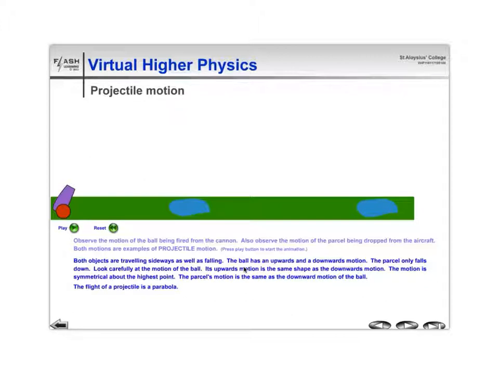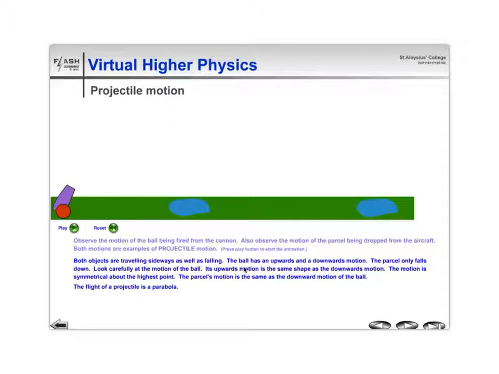One which is fired upwards at an angle from the cannon in this example here, and one which starts off horizontally, which could be rolling off a flat desk, or in this case here, an object being dropped from an aeroplane which is flying horizontally.